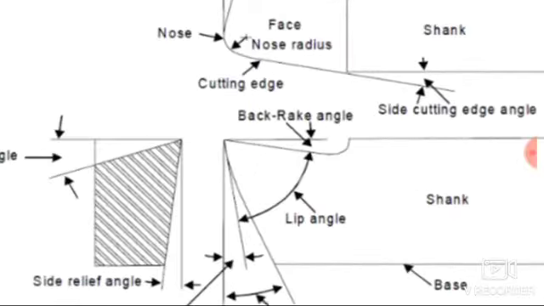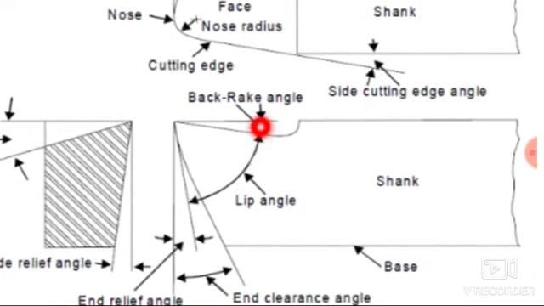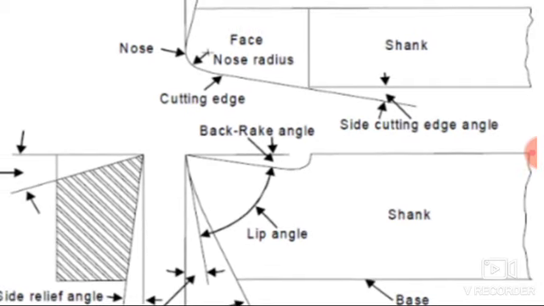The very important angle is the back rake angle, which you can see in the front view. So this is the back rake angle. Now this portion is known as the face of the cutting tool, which is inclined at the back side, inclined downward. So the angle made by the face of the cutting tool and a line parallel to the base of the cutting tool, measured in a plane which is perpendicular to the base of the cutting tool and passing through the side cutting edge, is known as the back rake angle.